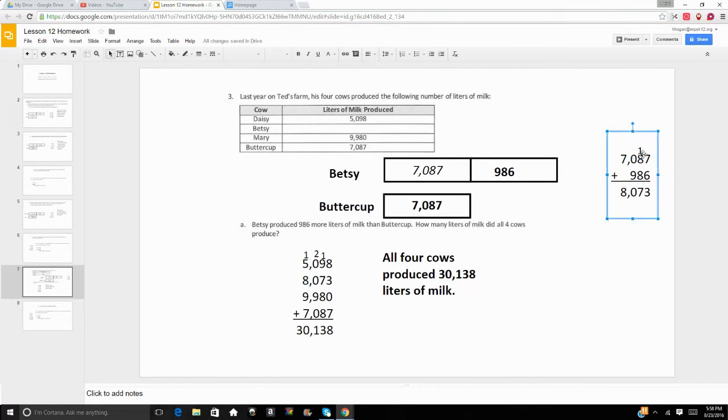7 plus 6 is 13. 8 plus 8, as we know, is 16, and 1 is 17. 9 plus 1 is 10. Well, I think I did it right. I think I just wrote it wrong. That is right. 8,073. Okay. It was just, I typed it wrong, but it is 8,073 for Betsy. Okay. So, moving on.